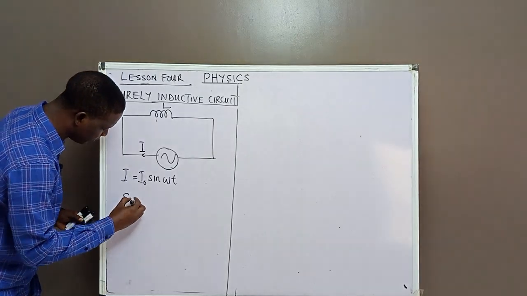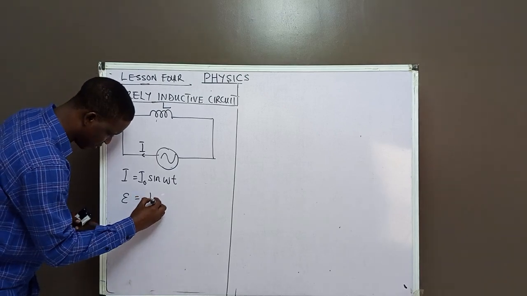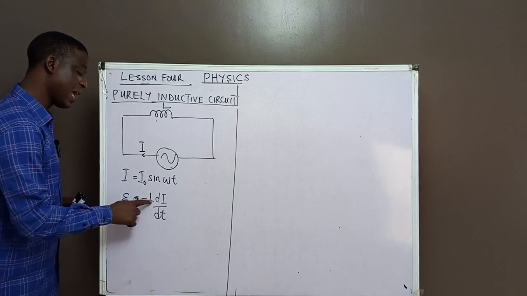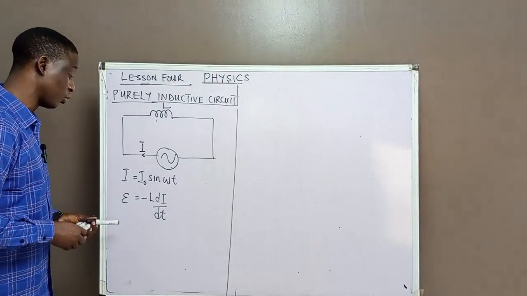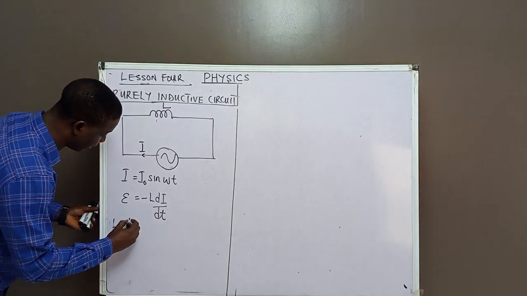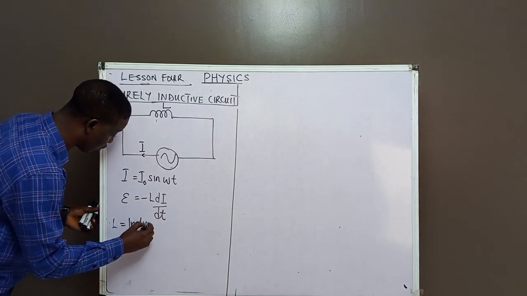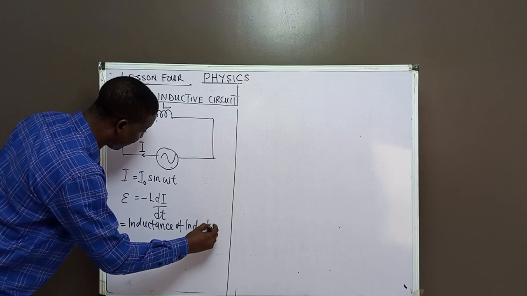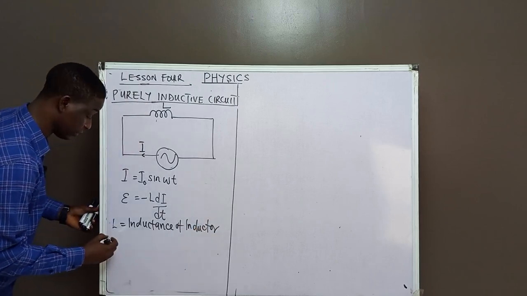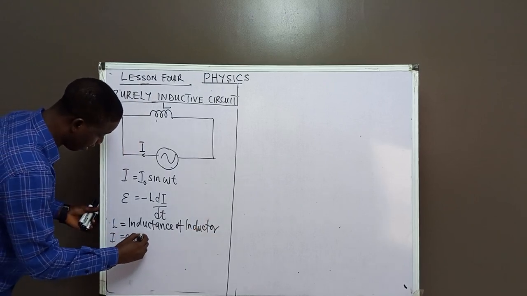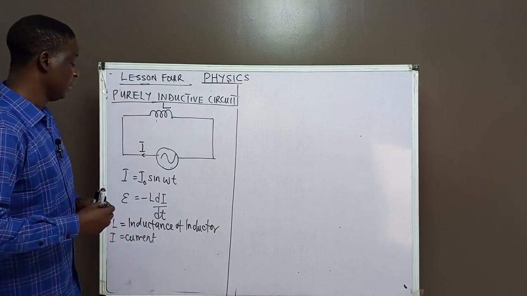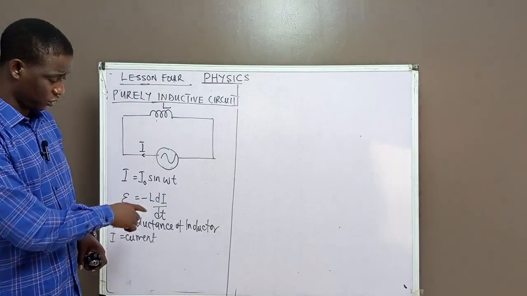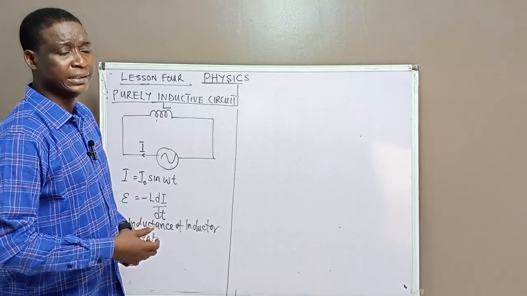According to Faraday's law, it is defined as minus L di over dt, where L is the inductance of the inductor, I is the current, and t is time. Now, why does it carry a minus sign?